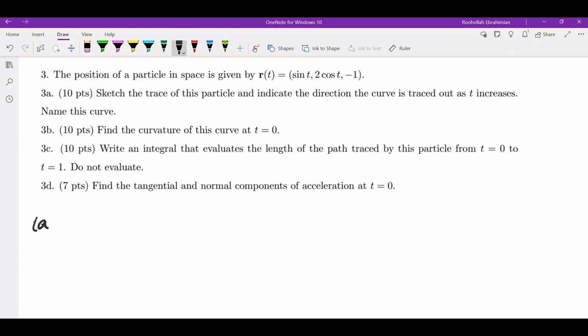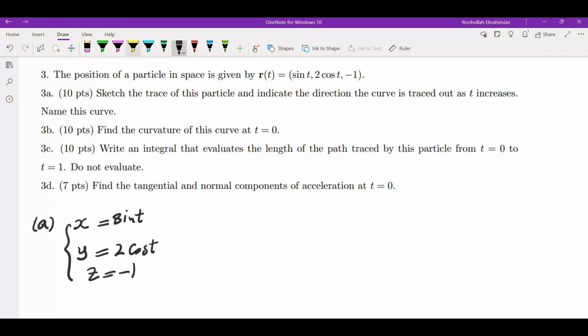Okay, so let's look at number 3. The position of a particle in space is given by that. Sketch the trace of this particle and indicate the direction the curve is traced out as t increases. So let's write down the x, y, and z coordinates. So the x coordinate is sine t, the y coordinate is 2 cosine of t, and the z coordinate is -1.